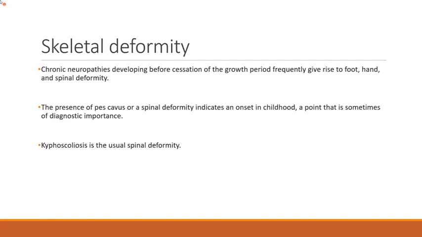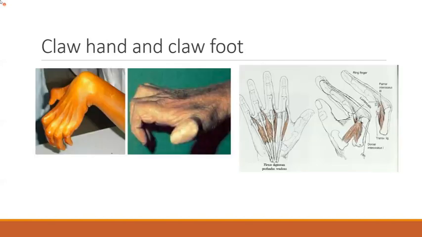Now, skeletal deformity. Chronic neuropathies that develop before the cessation of the growth period give rise to foot, hand, and spinal deformity. I will directly go to the mechanism. So this is the claw hand. It can be seen in acquired neuropathies also.